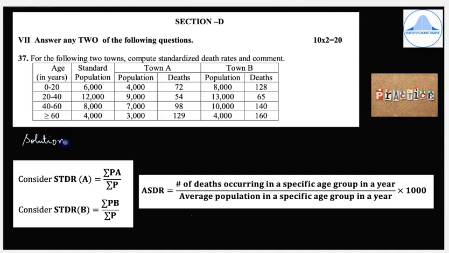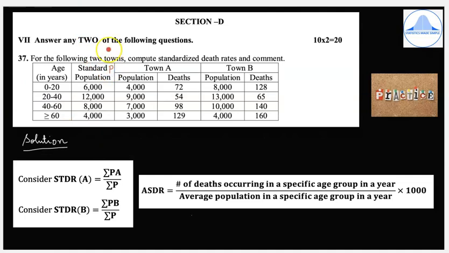First we will write the STDR formula. STDR of A is equal to summation PA divided by summation P. Similarly, STDR of B is summation PB by summation P. Next, it is very important to write the ASDR formula, that is age specific death rate: the number of deaths occurring in a specific age group in a year divided by the average population in that age group in a year, into 1000.